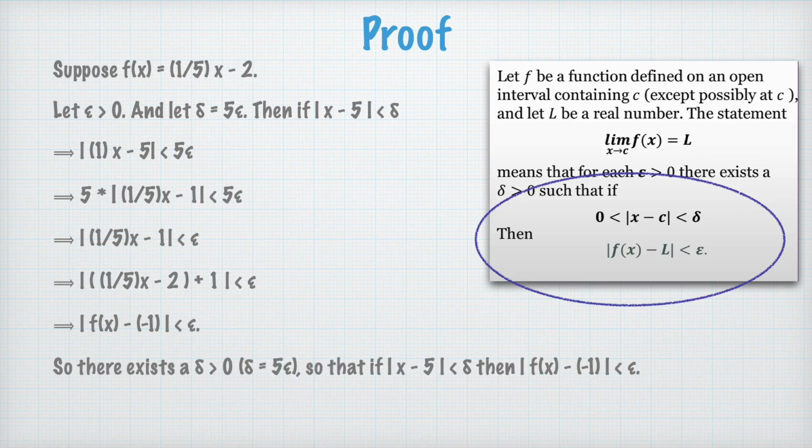We're going to write that out. So there exists a delta greater than 0, delta being 5 times whatever epsilon you give me, so that if the absolute value of x minus 5 is less than delta, then the absolute value of the function minus the limit is less than epsilon. Therefore, the limit as x goes to 5 of 1/5 x minus 2 equals negative 1, according to the definition of the limit.